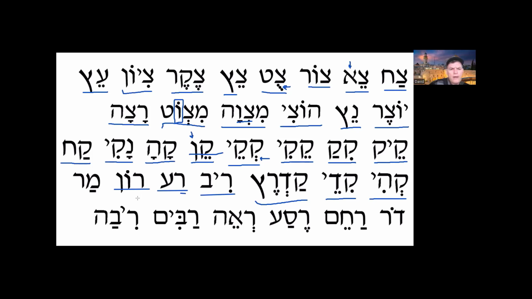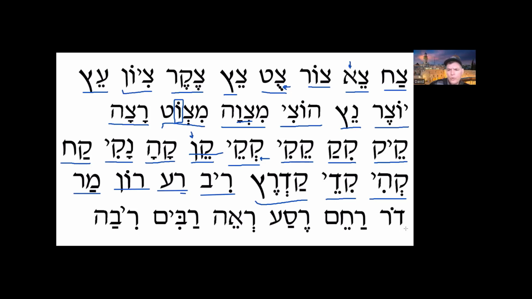So notice here we have a vav right here in the middle, and we've got a nun sofit. So we actually have the vav and the nun side by side. You can see how similar they look. They look identical, except nun sofit's a bit longer and drops below the baseline. Okay, this next word is the word for bitterness, mar. Don't call me Naomi any longer. Call me Mara. Mar is bitter, bitterness.